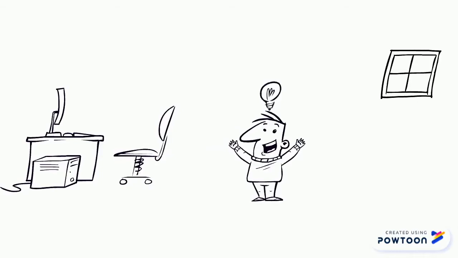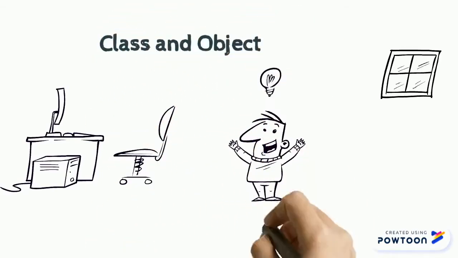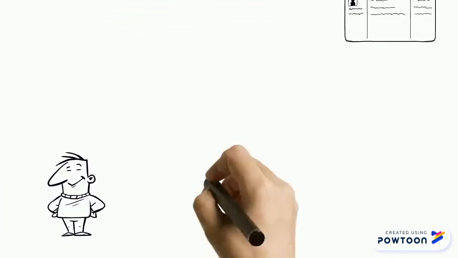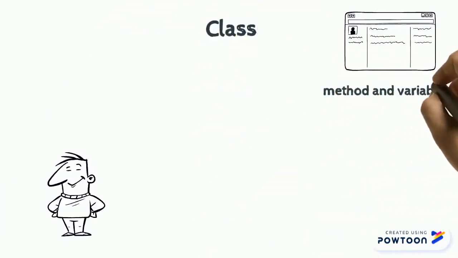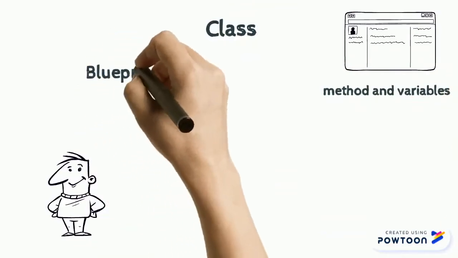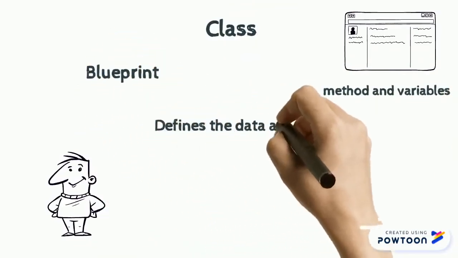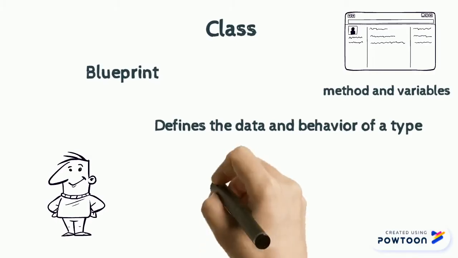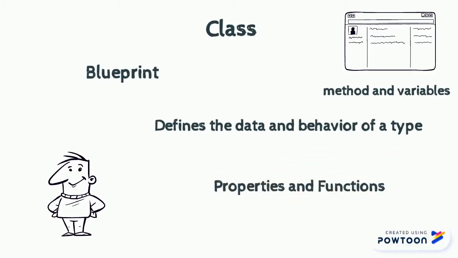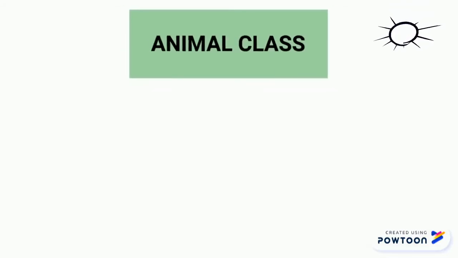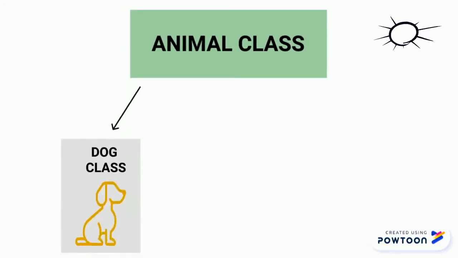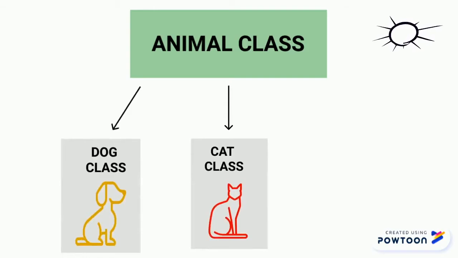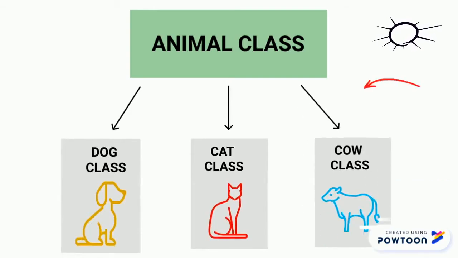Let me explain a little bit about class and object. A class is a collection of methods and variables. Class is a blueprint that defines the data and behavior of a type. It is a blueprint for any functional entity which also defines its properties and its functions. Let's take animal as a class. Like in animal, having such as dog, cat, and cow. Those are examples of the class.